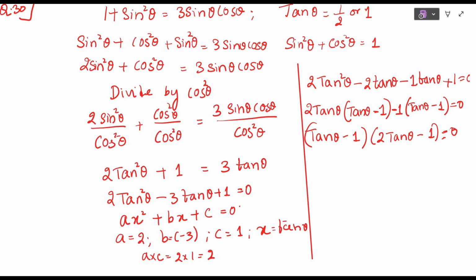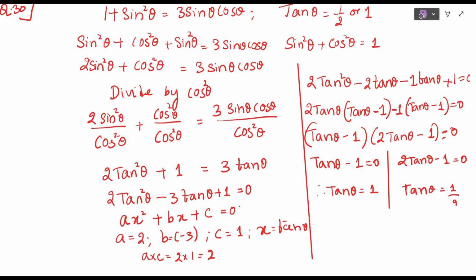Okay. So we are going to find the factors for tan theta here. Both factors equate to 0. So tan theta will be equal to 1 here. And coming to here, 2 tan theta minus 1 is equal to 0, and therefore tan theta is equal to 1 by 2 here. Okay. So this is what they were asking us to do, right?